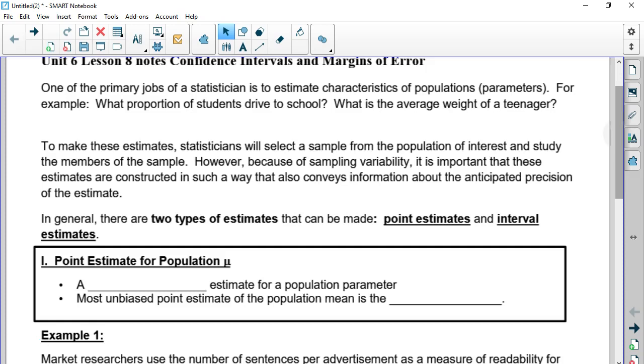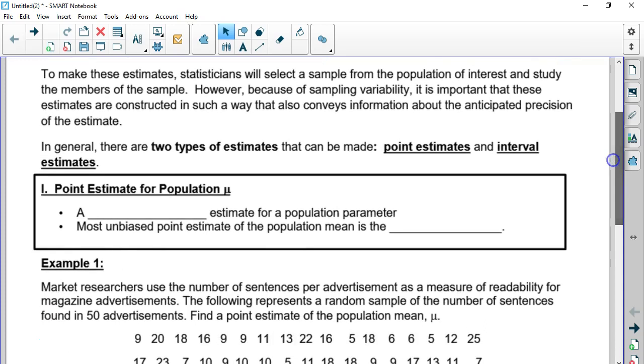To make these estimates, statisticians will select a sample from the population of interest and study the members of the sample. However, because of variability, it's important that these estimates are constructed in such a way that also conveys information about the anticipated precision of the estimate. So, if you want to predict something, you want to say, I am this confident. I can predict within this level of certainty that this is the case.